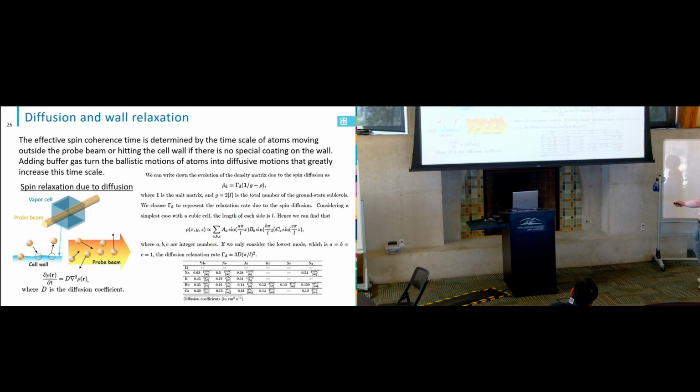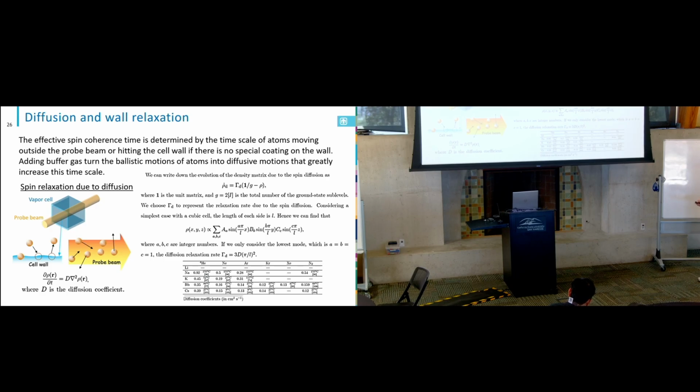Okay, and then this is the diffusion. I talked about the diffusion and the collision with the wall. So we add the buffer gas, but we still want to know how soon the atom will collide with the cell wall. And once they collide with the cell wall, it completely destroys the coherence and the spin polarization. And so that's something we also have to consider.